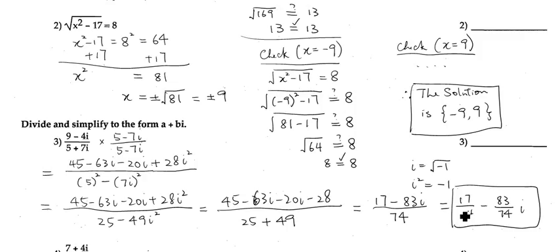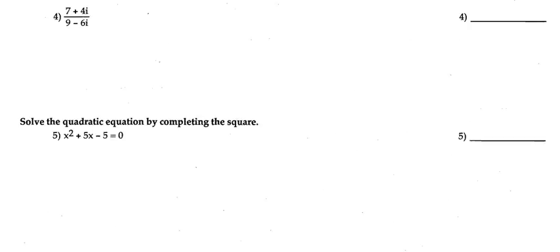Take a look at number 4. Very similar. We have 7 plus 4i over 9 minus 6i. You want to try it out a little? I'll catch you in 30 seconds. All right, 30 seconds is up. So let's see. We are going to multiply both the top and bottom by what? 9 plus 6i. Very good. The conjugate.